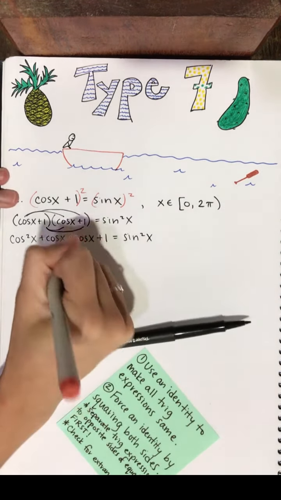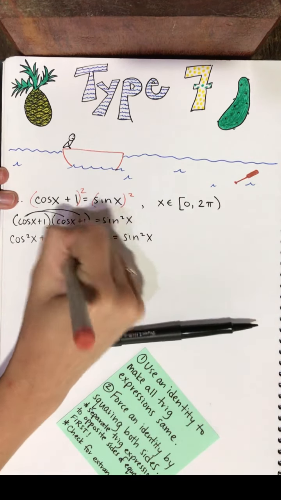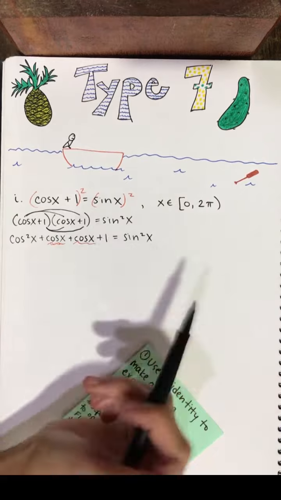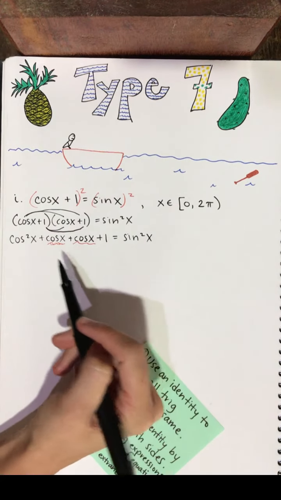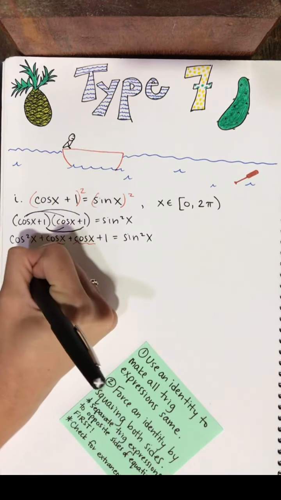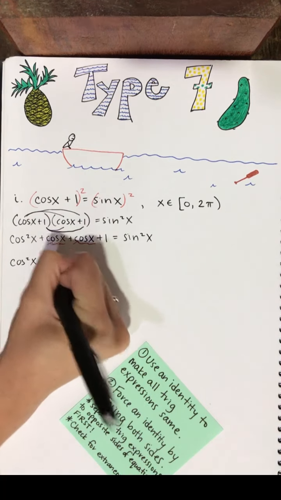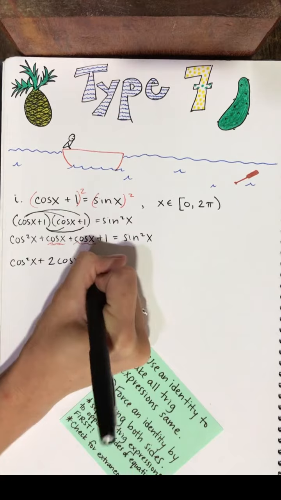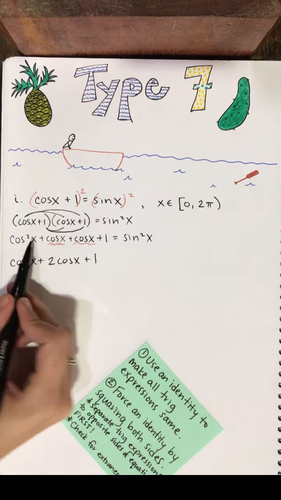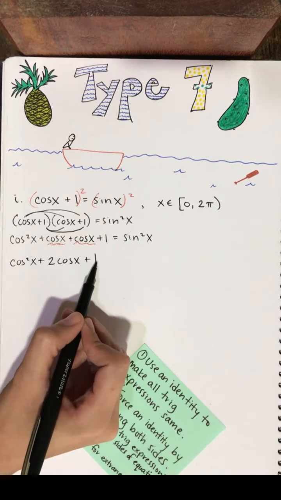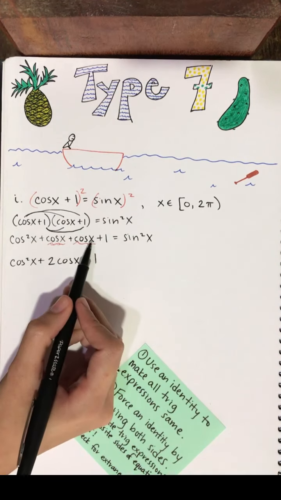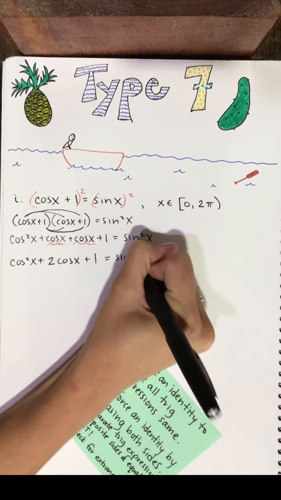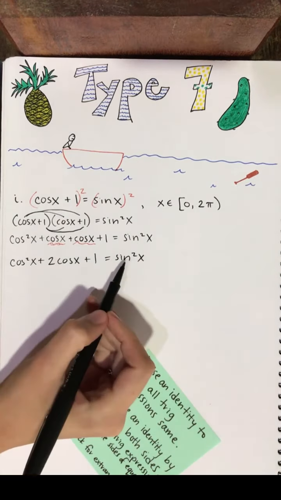Combine your like terms. Cosine x and cosine x are like terms because they are the same trig expression and have the same exponent. Now when I combine like terms, keep in mind that we only add the coefficients together. So 1 plus 1 gives us 2 cosine of x plus 1. Cosine squared stays the same because there's no other cosine squareds, and 1 stays the same because there's no other constants. Equals sine squared.